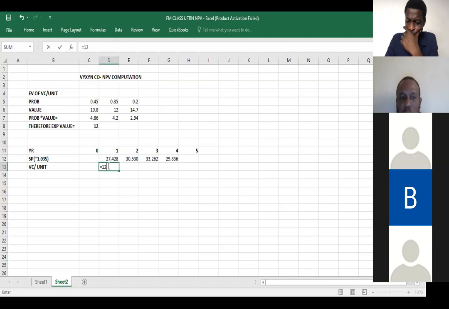And they told us our inflation is what? 4%. Was it 4%? Variable cost, yes. Yeah, 4%. So we can make our lives easy and say raised to power, we use the year so that we can just drag it, right?